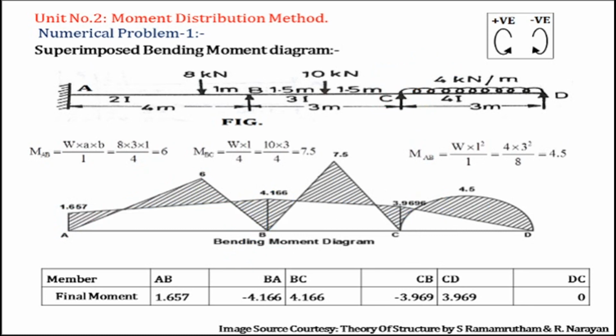Now the line indicates your end moment line. These are your end moment values. The portion above this end moment line is your positive moment, and below it is negative moment. So this is about the bending moment diagram.